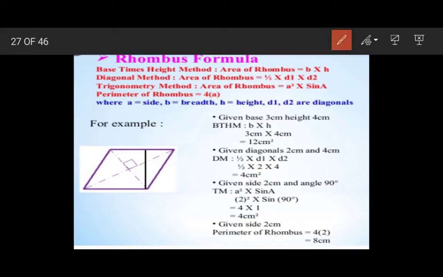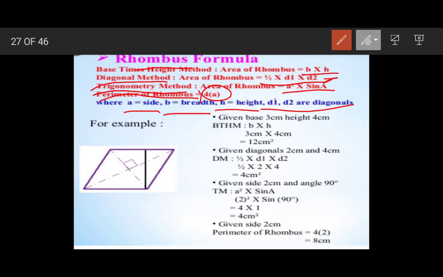First formula is the base times height method. So area of a rhombus is base into height. Then the diagonal method means the area formula for a rhombus is half into d1 into d2. Then the trigonometry method, area of a rhombus is a square into sine a, and perimeter of a rhombus is 4 into a, where a is a side, b is the base, right? H is the height, d1 and d2 are diagonals.